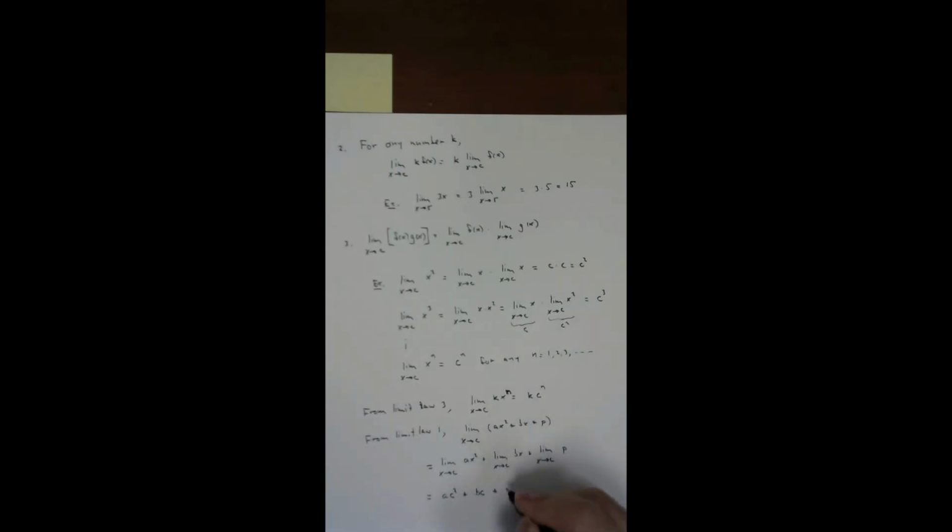And up here, we know that the limit as x goes to c of k times x to the n is just k times c to the n. So this will be a times c squared. This will be b times c. And the limit of a constant, remember, that's one of the very first limits we looked at, will just be p.